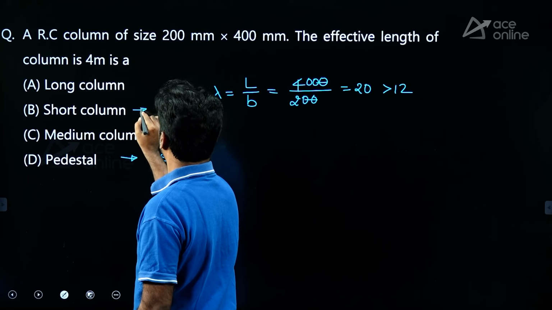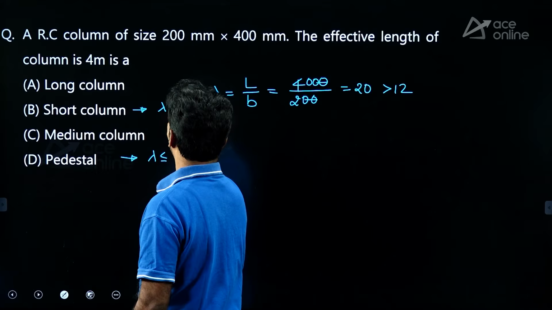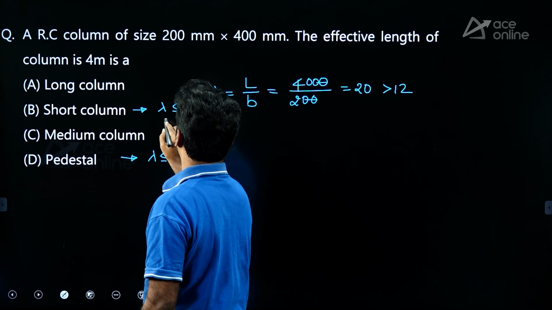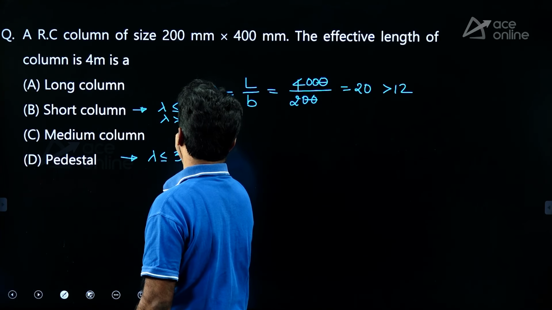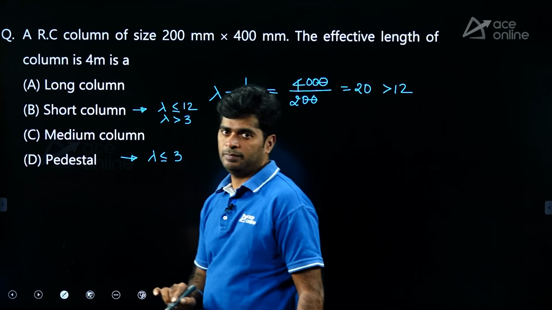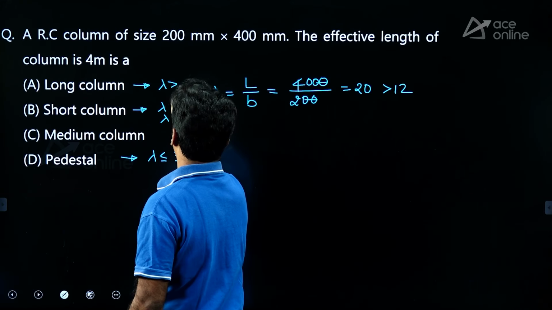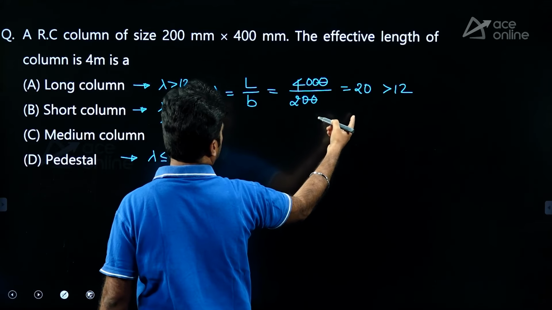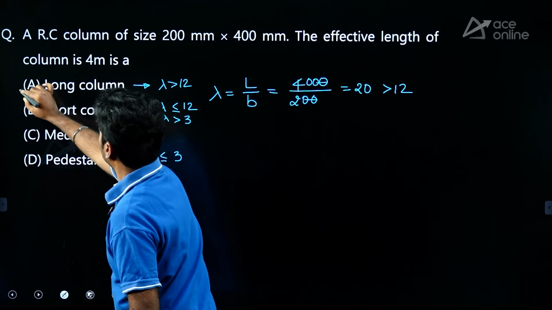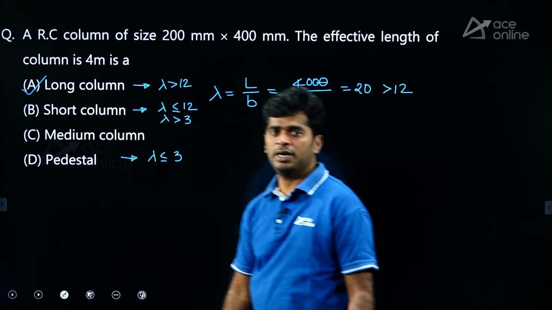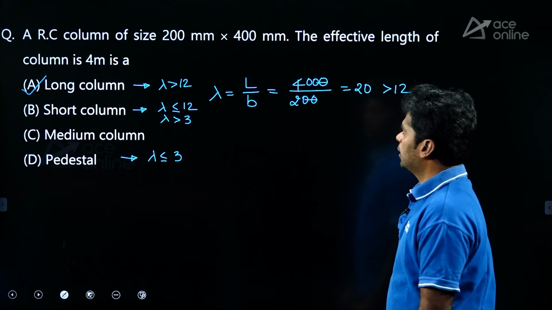Short column, lambda less than or equal to 12, but more than 3. Lambda greater than 3, but less than or equal to 12. Long column, lambda greater than 12. In our question, we are getting lambda greater than 12. So, the correct answer is A. Option A is correct. Then come to the next question.